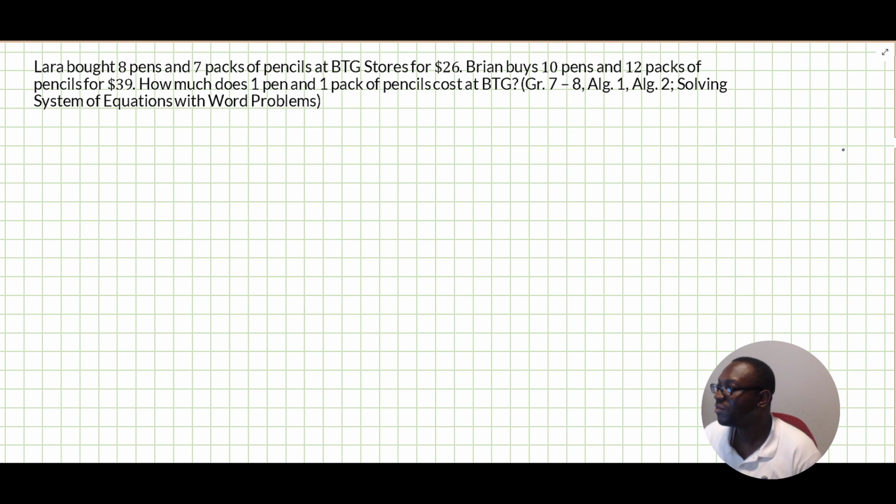Let's try this one for 7th graders, 8th graders, Algebra 1 and Algebra 2. And we're going to solve a system of equations from word problems. We're going to create a system of equations from the word problems and solve the system. That's what this problem is.